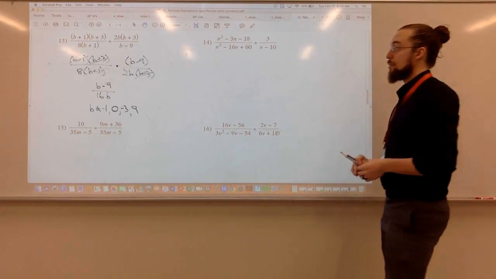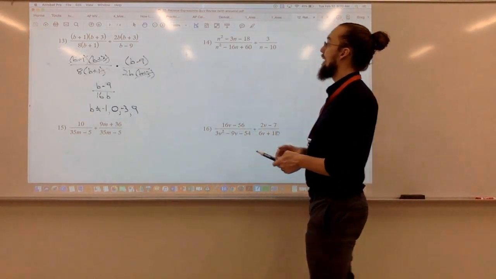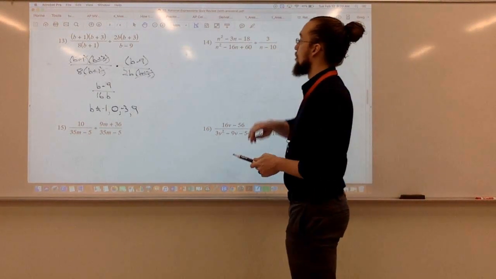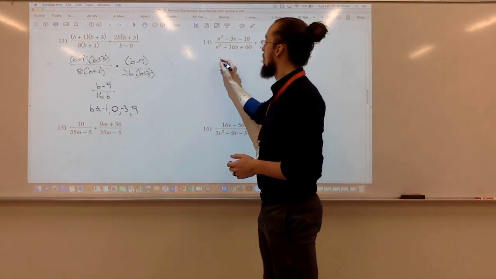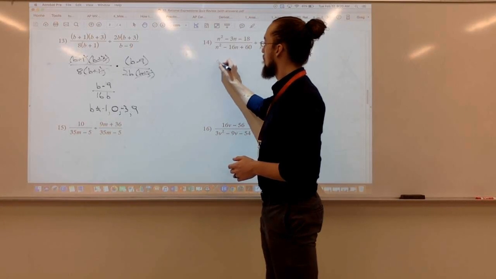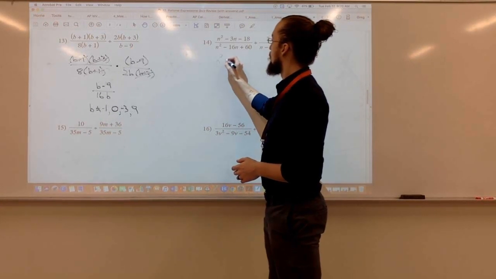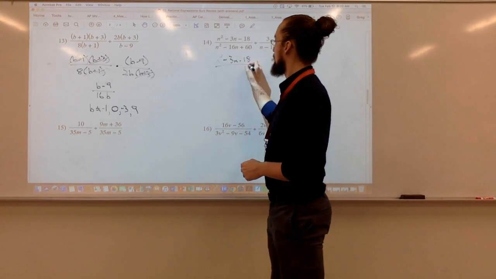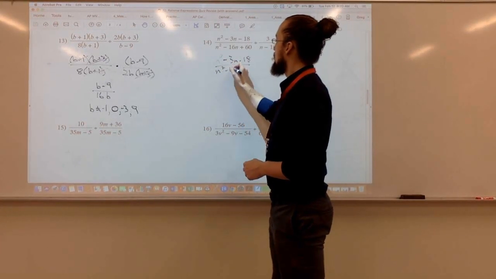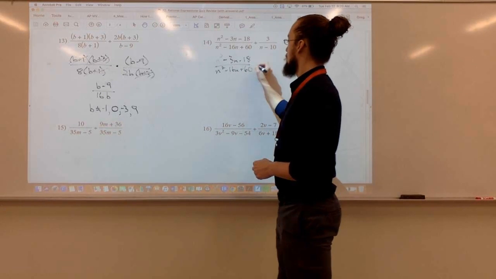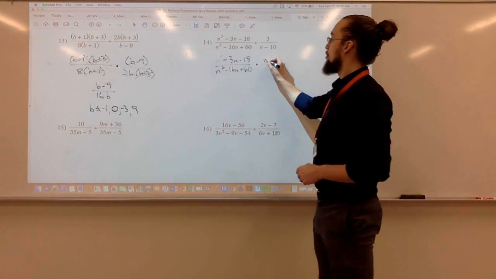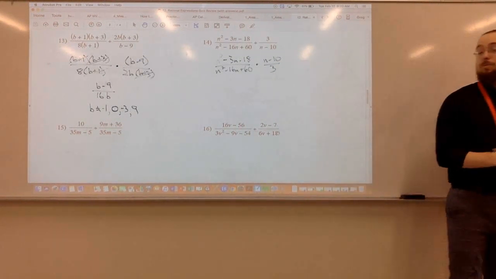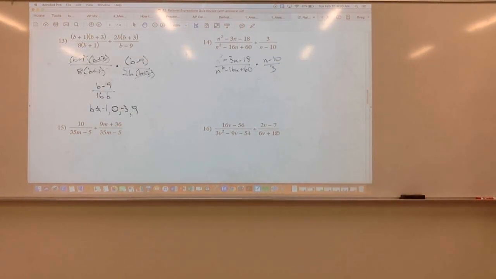For the next one, we'll have to do some factoring for both the numerator and denominator over here. But remember, our first step is just to rewrite the problem as a multiplication problem. So the first fraction stays exactly the same. I flip the second fraction. So now let's do some factoring.